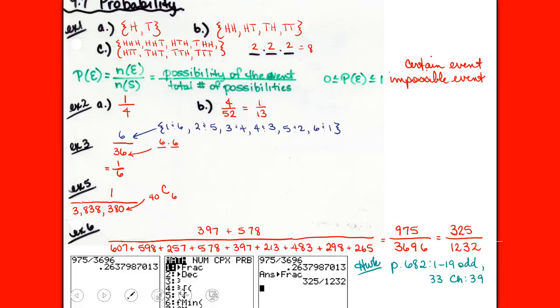All right, so here is our homework on page 682. We're doing 1 through 19 odd, 33, challenge 39.